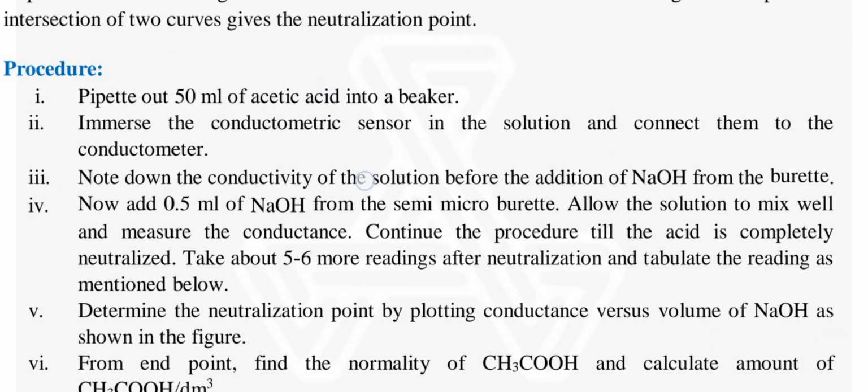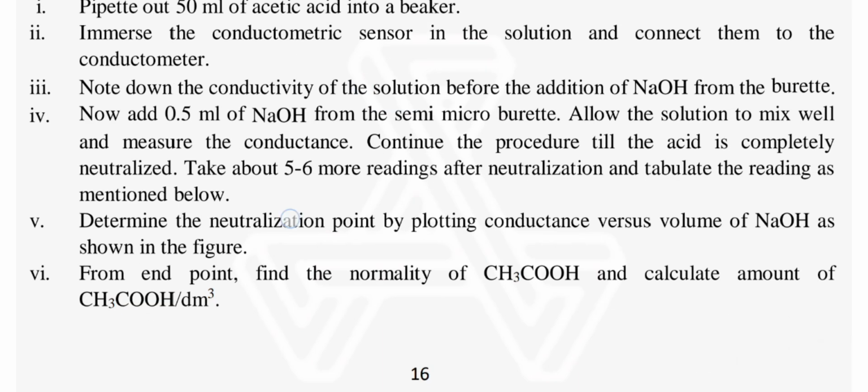Procedure: pipette out 50 ml of acetic acid into a beaker. Immerse a conductometric sensor in the solution and connect it to the conductometer. Note down the conductivity of the solution before the addition of NaOH from the burette. Now add 0.5 ml of NaOH from the semi-micro burette. Allow the solution to mix well and measure the conductance. Continue the procedure till the acid is completely neutralized. Take about 5 to 6 more readings after neutralization and tabulate the readings as mentioned below.